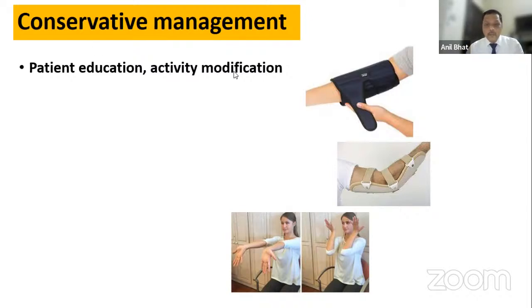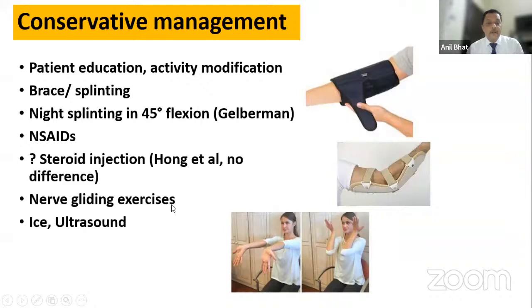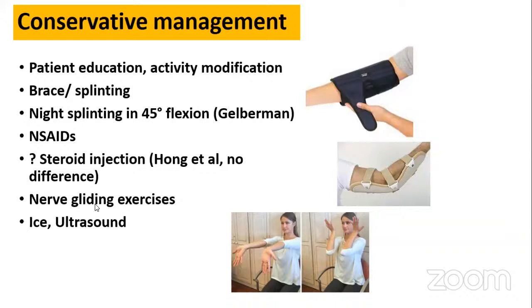Activity modification, you can use braces. With this kind of brace, people use a side splint in about 45 degrees. So that's what is recommended. NSAIDs, of course, if there is a lot of neuritis kind of component, and steroid injection. Sometimes nerve gliding exercises, something like this, so that all these fibrosis and adhesions can reduce. And of course, ultrasound, massage and things like that.